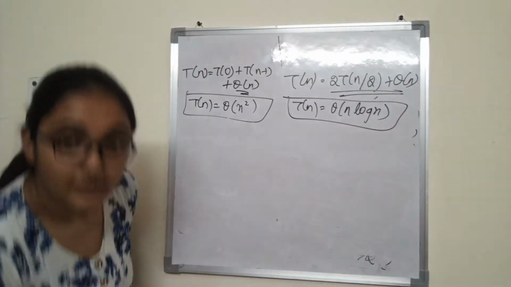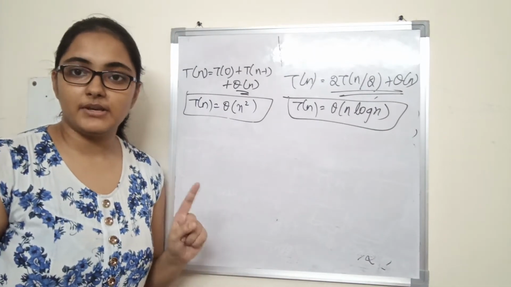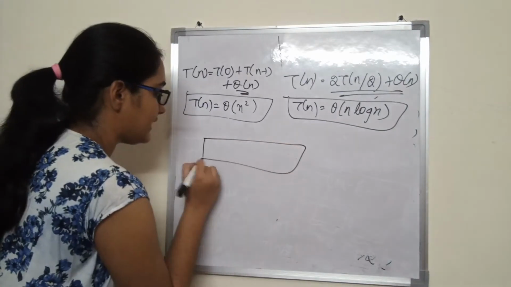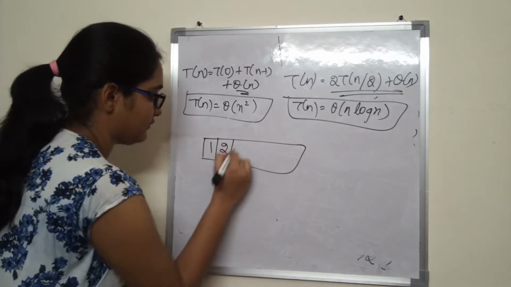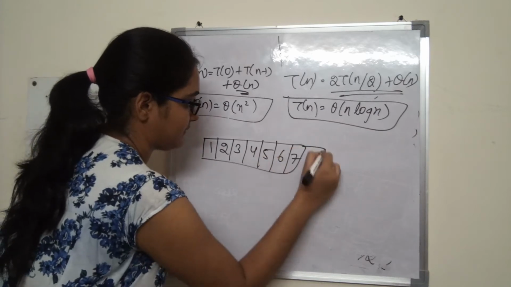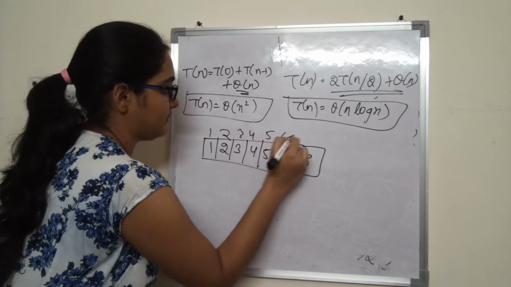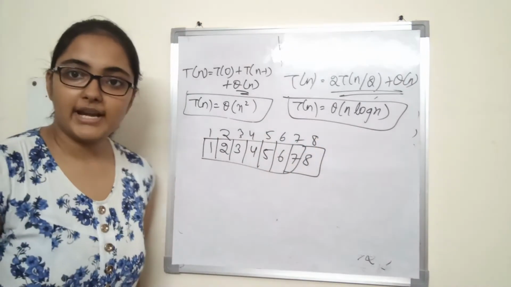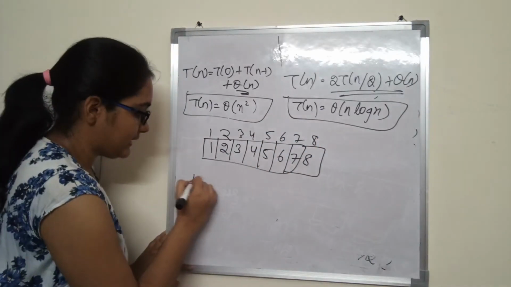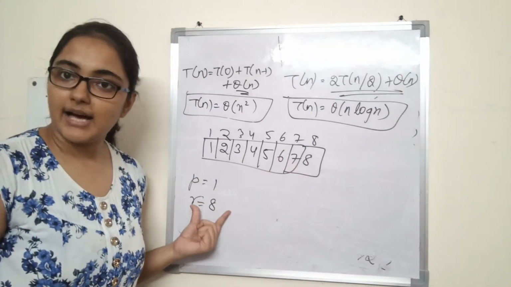Refer to the quicksort procedure and also the partition procedure that we discussed in the previous videos. Let us say that the array is sorted: 1, 2, 3, 4, 5, 6, 7, 8. Indices are also from 1. Let us say p is equal to 1, that is the starting index, and the last ending index is 8.